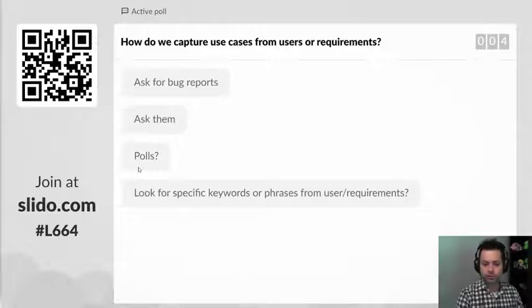Polls. Yep, another good way to get information, sure. So we can poll our users, poll our stakeholders, for instance. So ask them what they think we should use. Bug reports. Sure, so we can kind of work backwards, right? So if there's an existing system, we can look and see what's working, what's not working, and we can maybe generate new use cases to supplement the existing system or reformat things to fix the bugs, right? So definitely good examples.